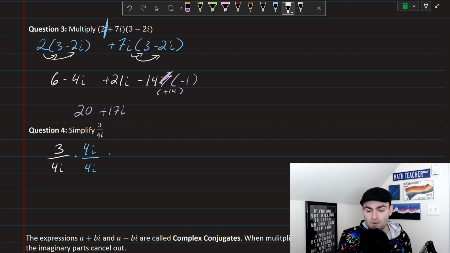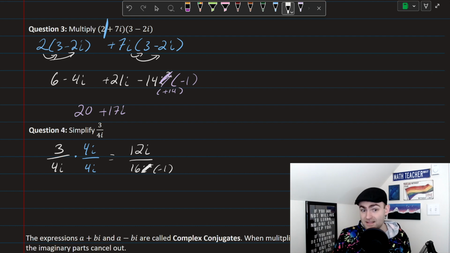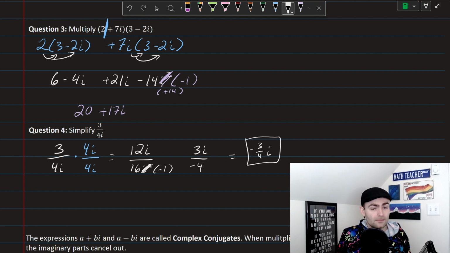So 3 times 4i is easy, that is 12i. And then 4i times 4i is 16i squared. Remember that i squared is just negative 1, so this is just negative 1. And I can simplify this a little bit. 12 and 16 have a common factor of 4. Canceling that out, we would end up with 3i over negative 4, or we could just rewrite this as negative 3/4 i. Not too bad. A lot of weird rules, though.